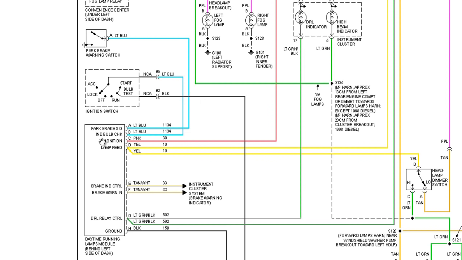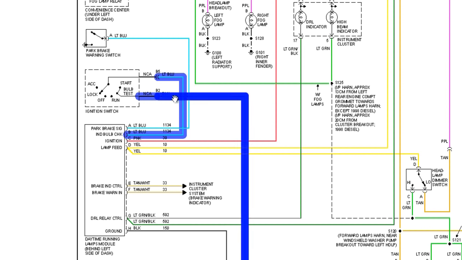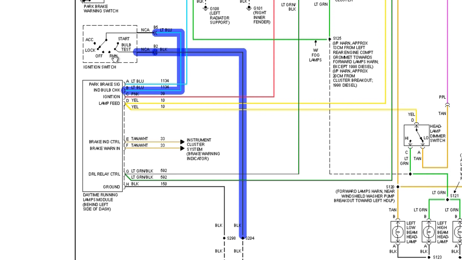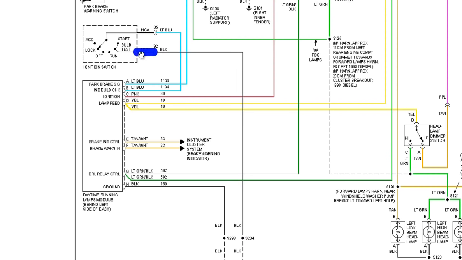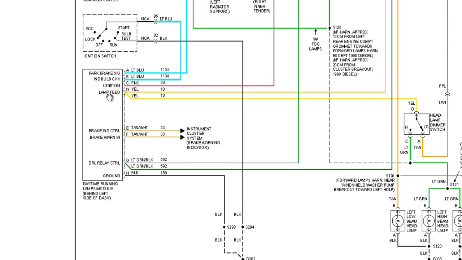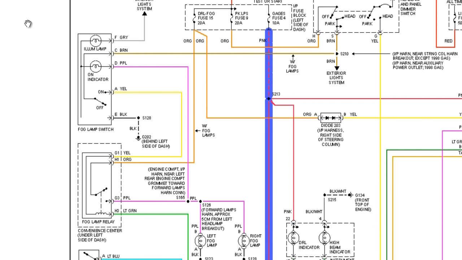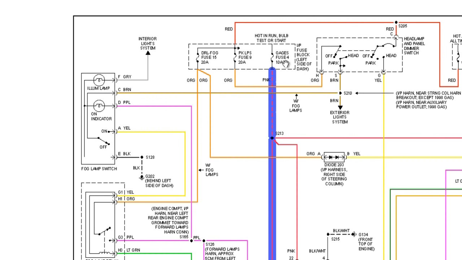The next one is your indicator bulb check. So you follow that up, it goes to your ignition switch. So if that goes around and gets, as you can see, that goes to ground. If that gets grounded out, looks like it'll be only when it's cranking, it'll also deactivate the daytime running light. Okay. Next thing in line, you can see ignition. So I'm assuming that's the control voltage. And as you can see here, it goes up to the fuse 4 gauges 10 amp. That's hot in run, bulb test, or start.